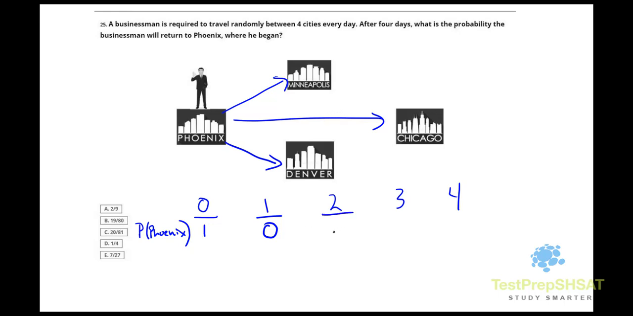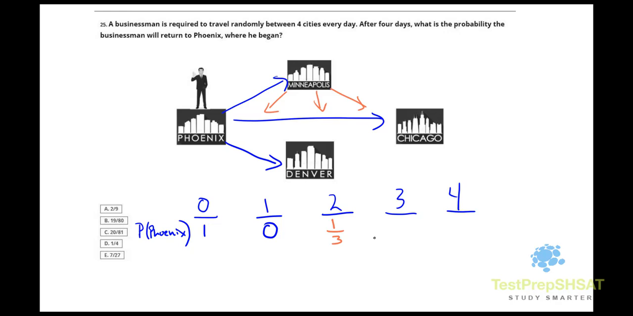The second day, what's the probability he comes back to Phoenix? Well, if I'm at Minneapolis, I could go to Chicago, to Denver, or back to Phoenix. So it's essentially a 1/3 probability he returns. And that's also true if he's sitting in Chicago or Denver. So in total, he's got a 1/3 probability of returning to Phoenix the next day, given he's not in Phoenix.